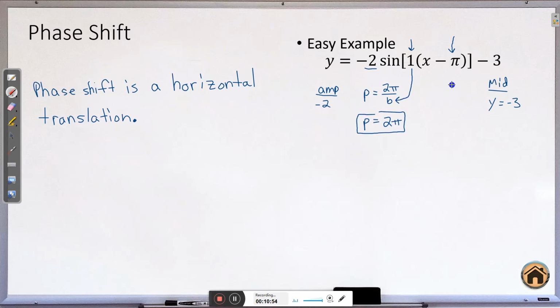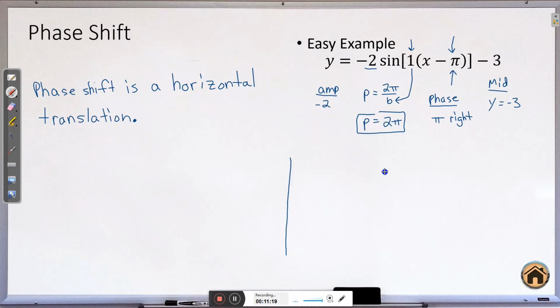But now I have a phase shift right here. So we'll call that just the phase, maybe, to abbreviate. We are going to go pi units. And if you remember transformations, a minus means we are moving to the right. So now we'll put all of those into a graph to see what this looks like.